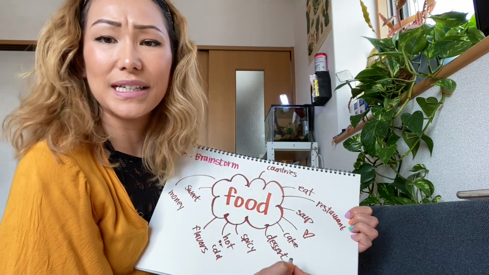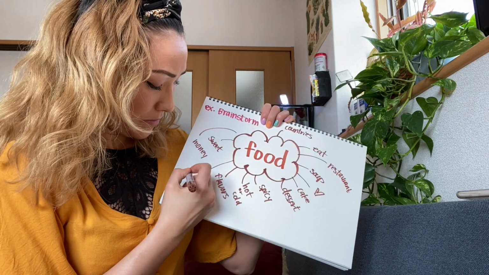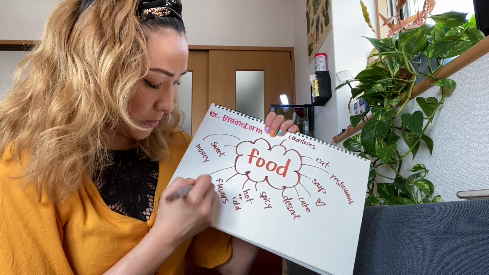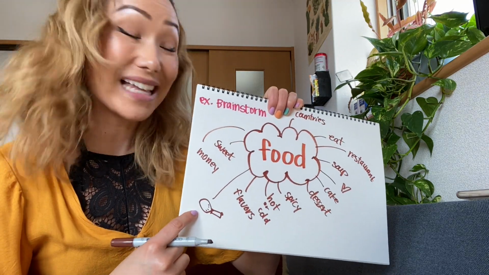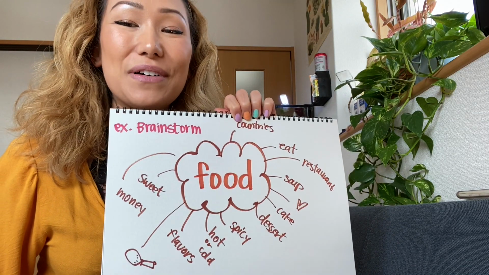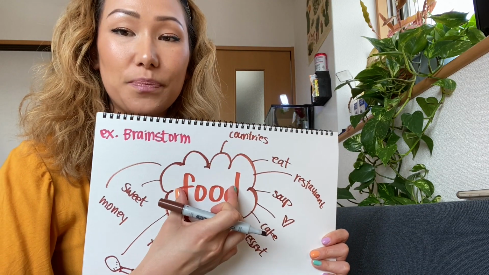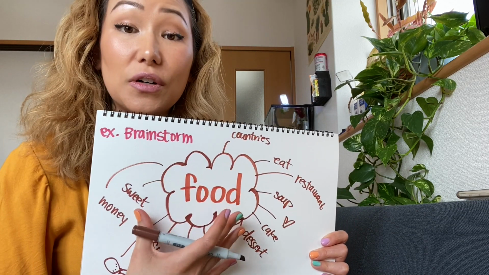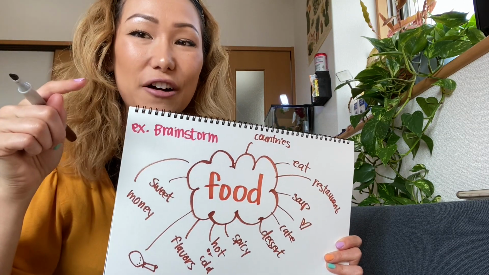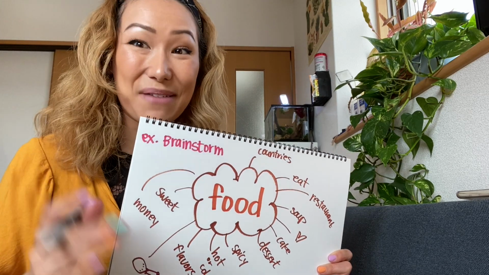Food, you know what? I really love food, so I'm going to draw a heart. I'm going to draw fried chicken. That's fried chicken, okay? Because I like fried chicken. All right. So this is a very quick example of brainstorming. All you really do is you write the word, draw a cloud or a circle around it, and just write anything that you think of when you hear the word food. Okay? So that was the example, food.